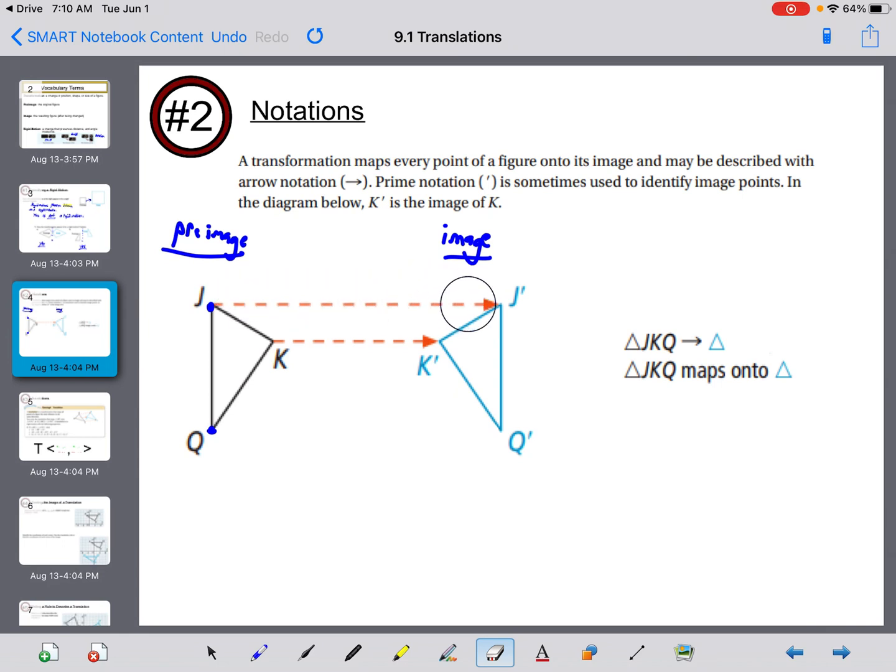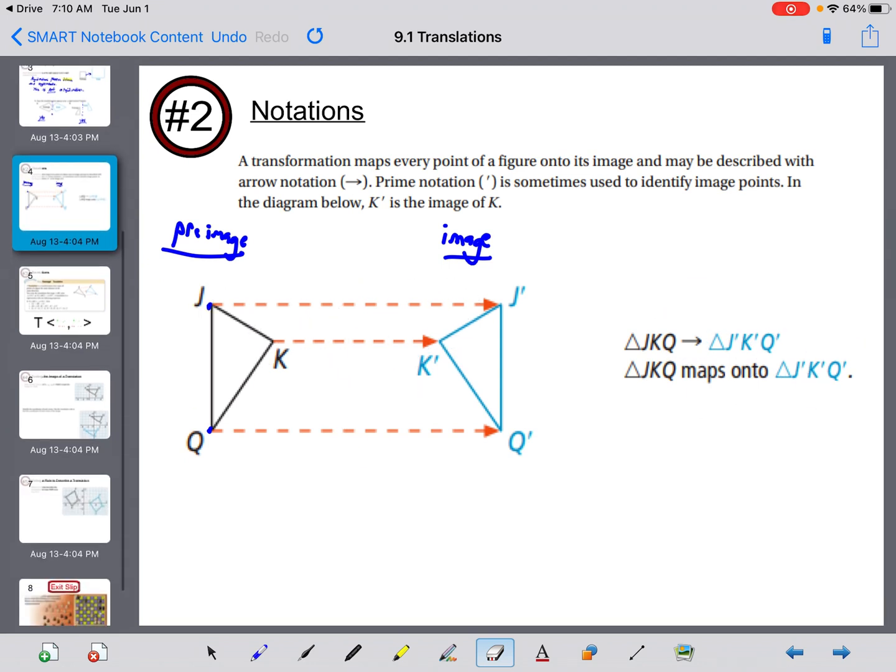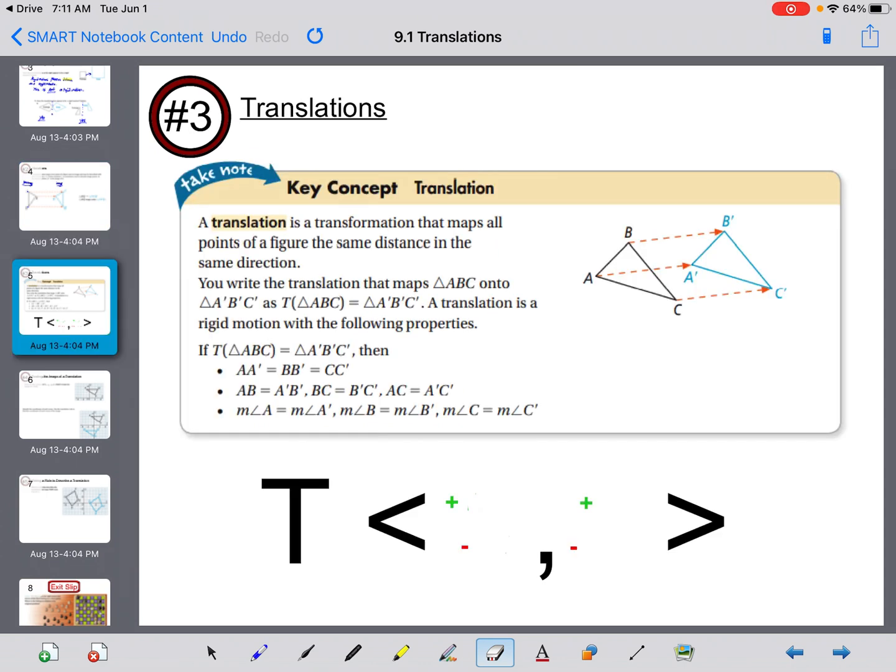J maps to J prime. Q maps to Q prime. Okay? And all you could say is triangle JKQ maps to triangle J prime, K prime, Q prime. All right, so fill that in and draw your arrows into this image here. Okay? A translation is a transformation that maps all points of a figure the same distance in the same direction, right? Same distance, same direction.